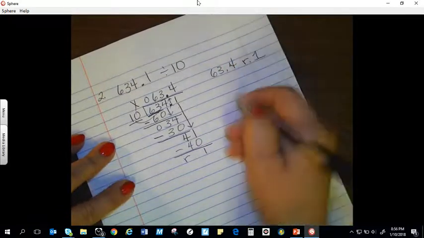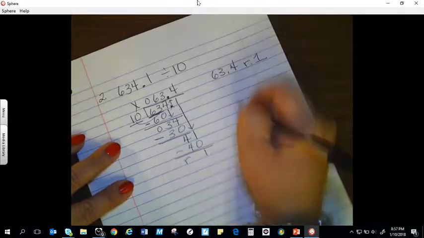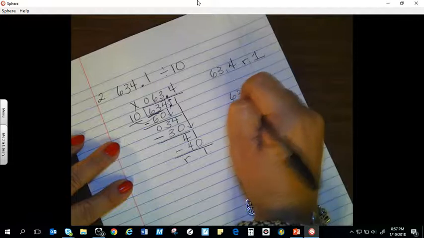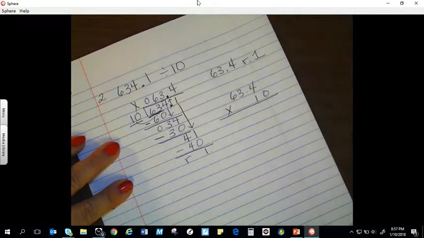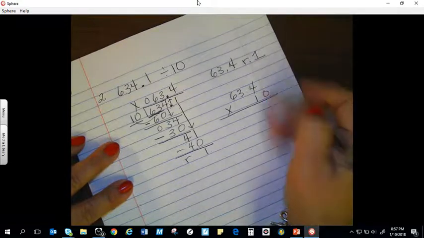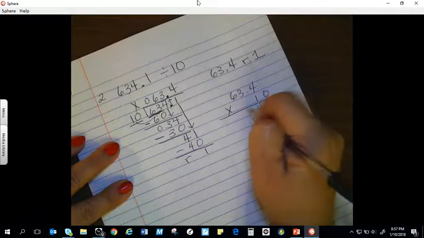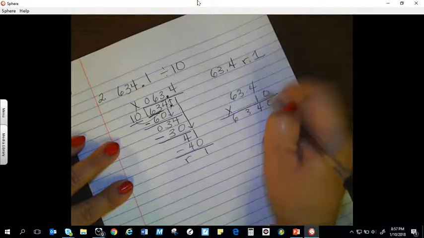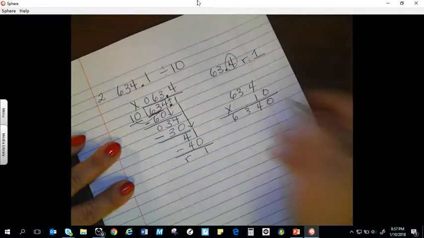To check your work, you simply do the inverse. And so I'm going to have, I'll do it right here, 63 and 4/10 times 10. Again, anything multiplied by 0 is 0, so I'm going to leave that 0 out here. Bring that down. 1 times 4 is 4. 1 times 3 is 3. 1 times 6 is 6. Now keep in mind, I only have one place value. I'm going to add in my 1.